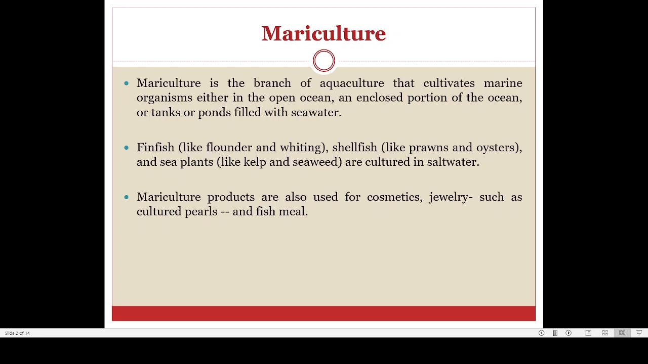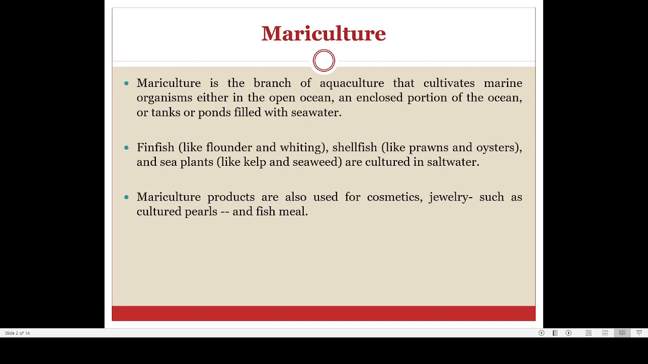Now here finfish like flounder and whiting. I will show you how flounder or whiting appears. So this is the type of fish that is present, the flounder, and there is another type, whiting. Whiting also I will show you. So this is the type of fish that you can find in whiting. So these are some of the fishes which are commonly cultivated using mariculture.